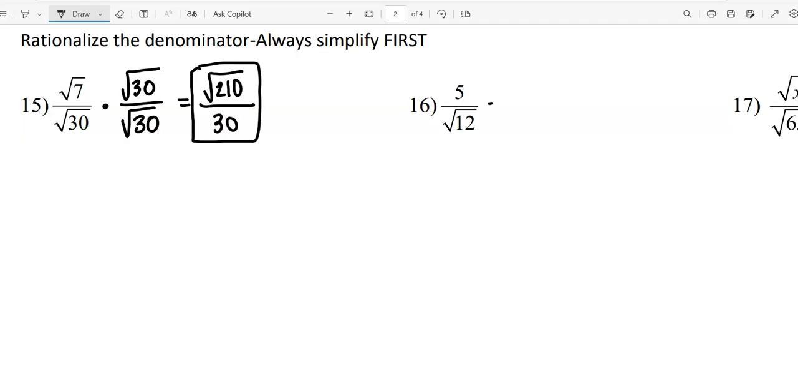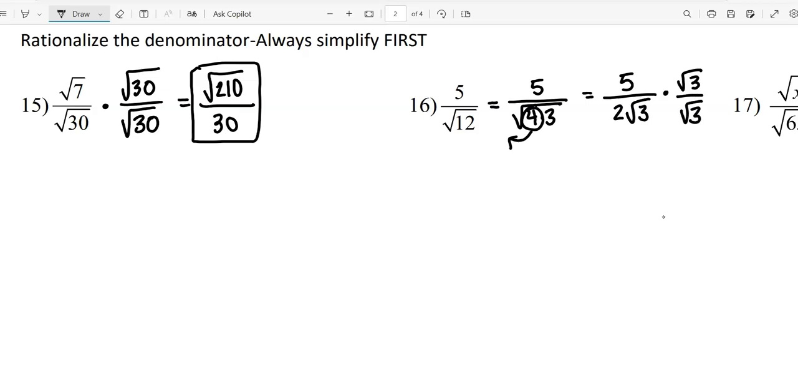Yeah, the square root of 12 is really the square root of 4 times 3, right? So I could say 5 over the square root of 4 times 3. Which one do I know the square root of? 4, which comes out as a 2. That's going to leave me with 5 over 2 square root of 3. The 2 is not the problem. The square root of 3 is the problem. So that's what I'm going to want to multiply by, the square root of 3 over the square root of 3.